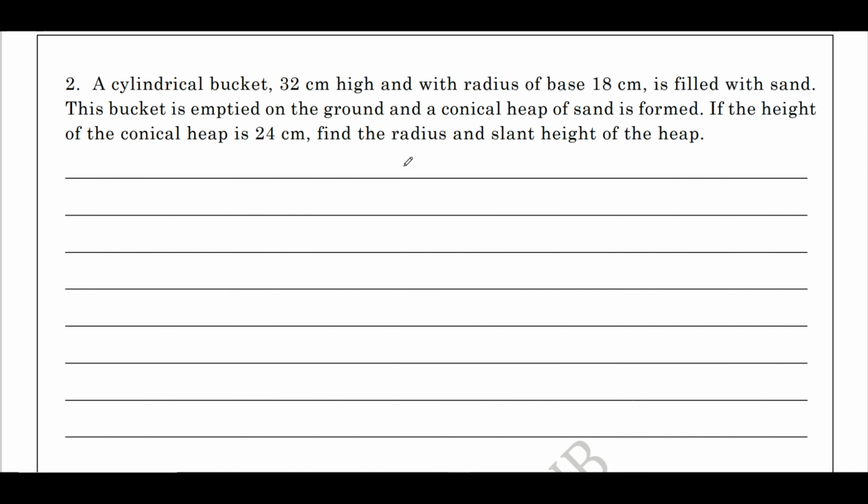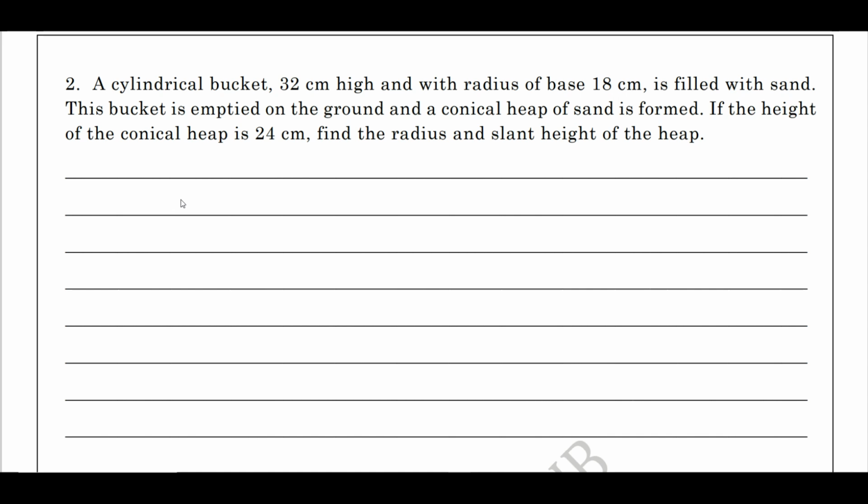Now this bucket is emptied on the ground. The sand that is inside the bucket is poured on the ground and it is emptied. A conical heap of sand is formed. When you pour the sand on the ground, what is the shape formed? It is in the shape of a cone. If the height of the conical heap is 24 centimeter, now find the radius and slant height of the heap. That means we need to find out the radius and slant height of the heap.